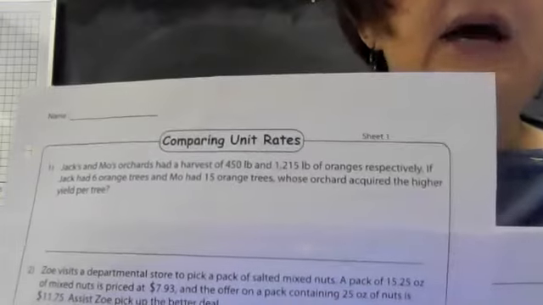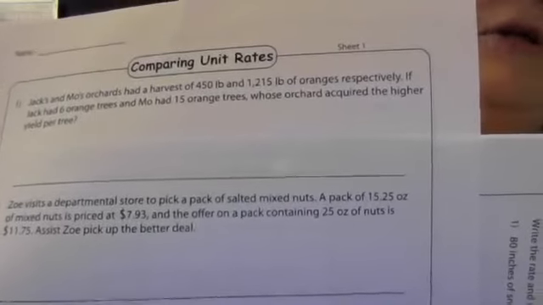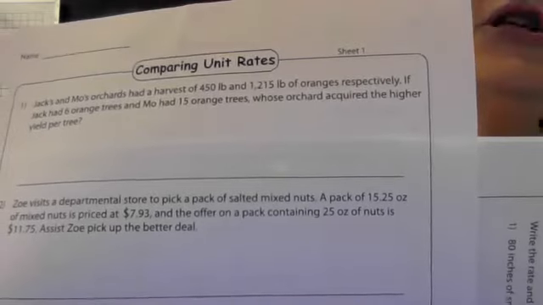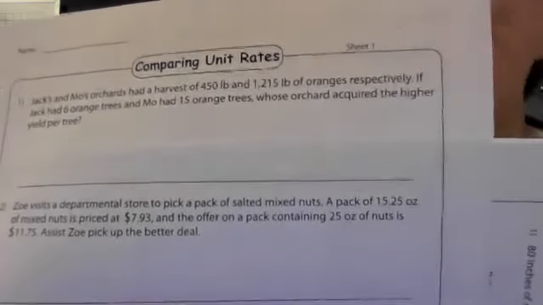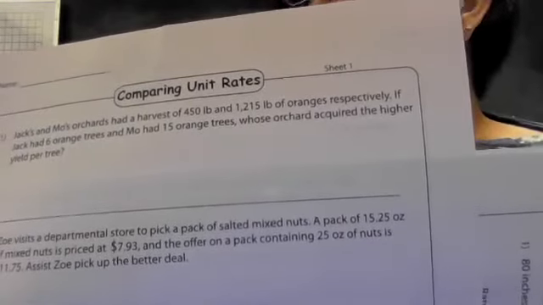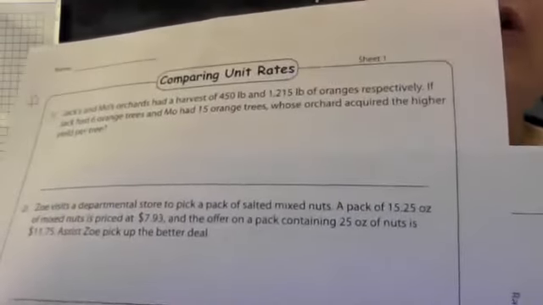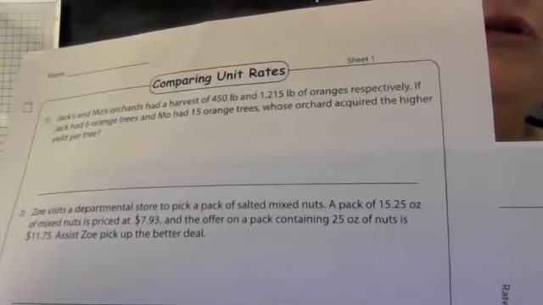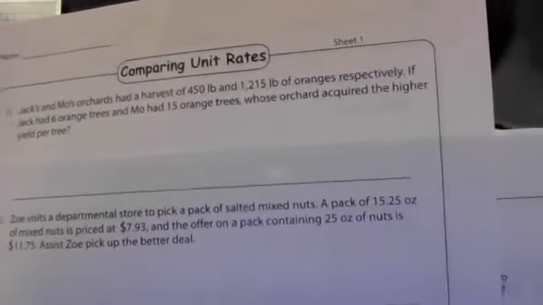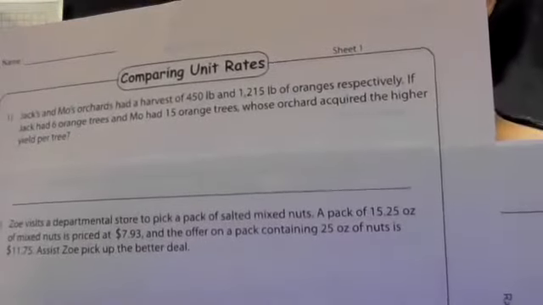Then it continues to say Jack had 6 orange trees and Mo had 15 orange trees. Whose orchard acquired the highest yield? Now listen to this. Per tree. That's per one tree. They want to know what is the unit yield. Yield means what I got off those trees, the oranges I got. They want to know for Jack's orchard, how many pounds did he get per one tree?